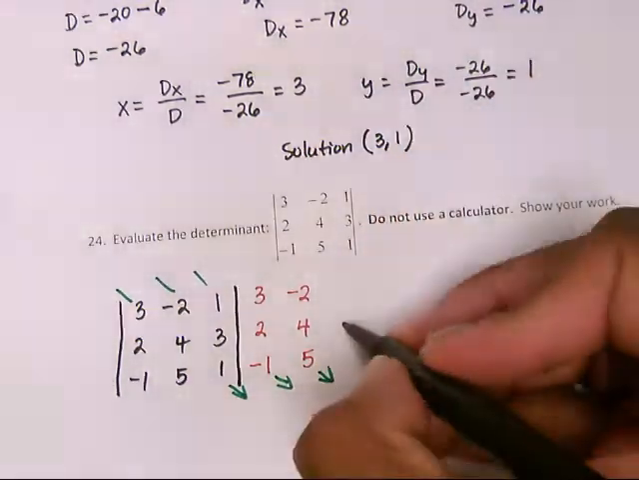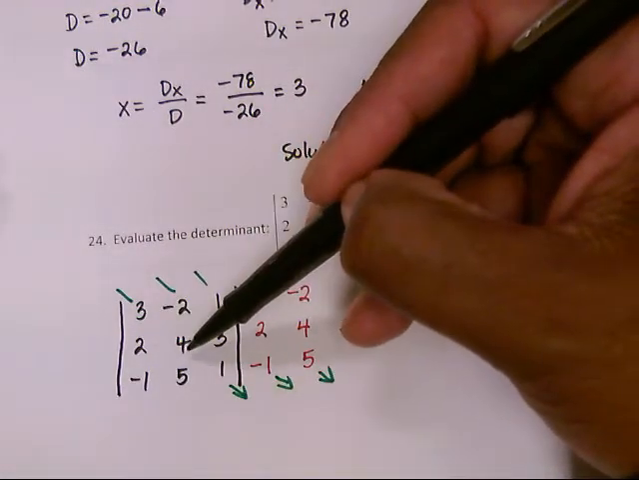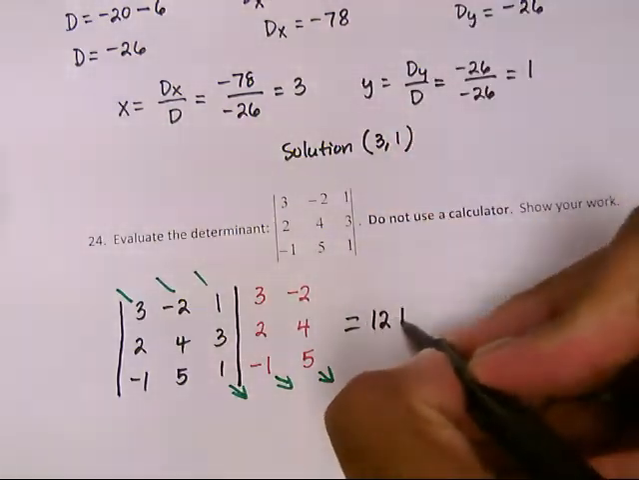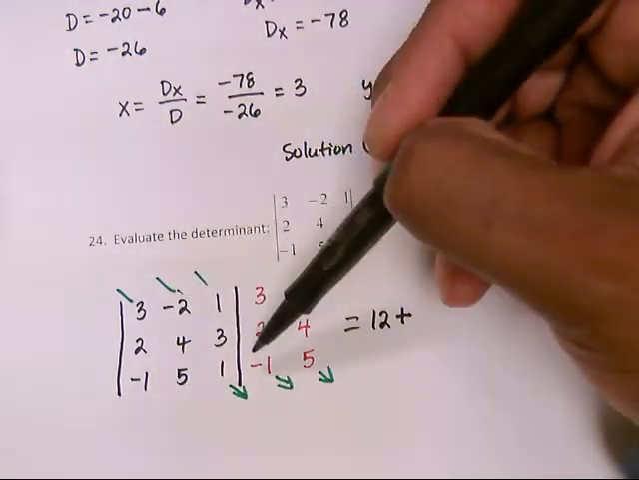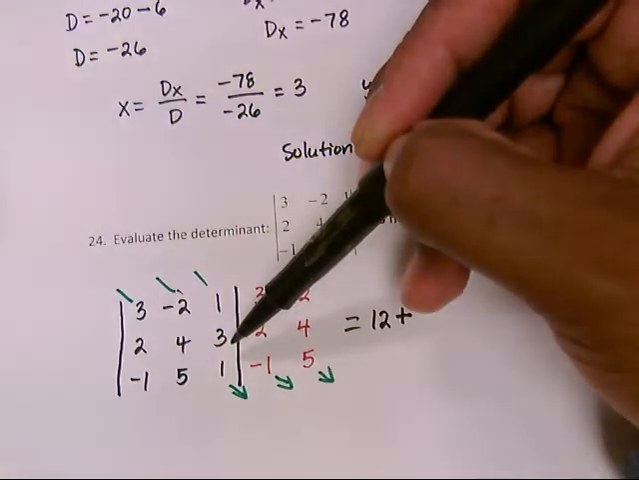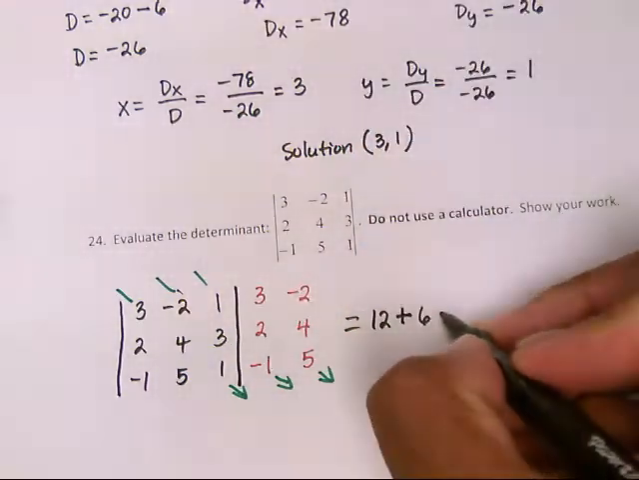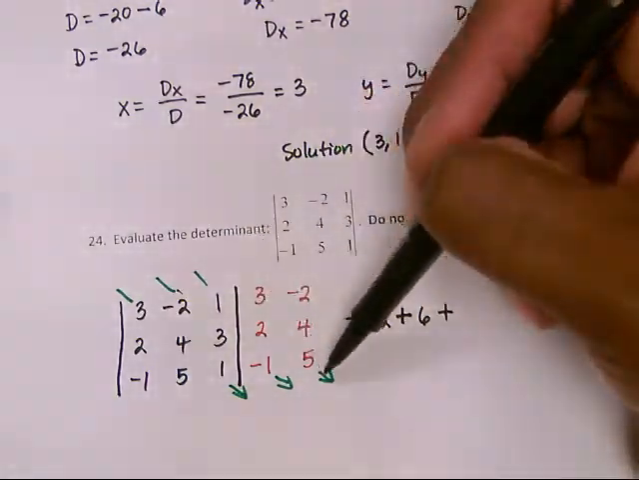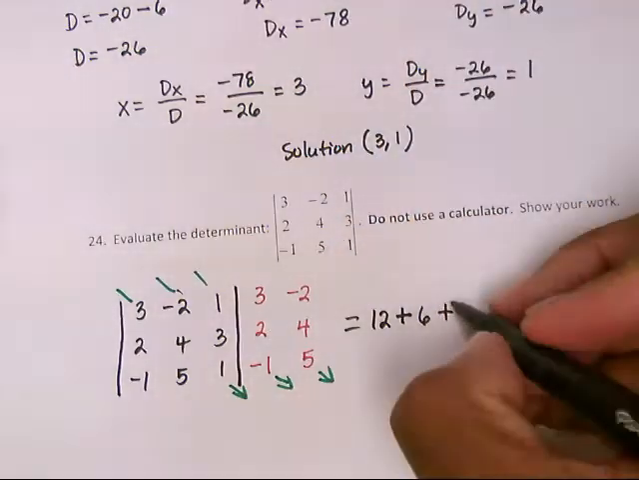Okay? So for this first diagonal here, if I do 3 times 4, that's going to be 12. 12 times 1 will be 12. And then plus the product of this diagonal here, the negative 2, 3, negative 1. Negative 2 times 3 is negative 6. Negative 6 times the negative 1 would be a plus 6. Then I'm going to add to it the product of this diagonal going in this direction here. 1 times 2 will be 2. 2 times 5 will be 10.